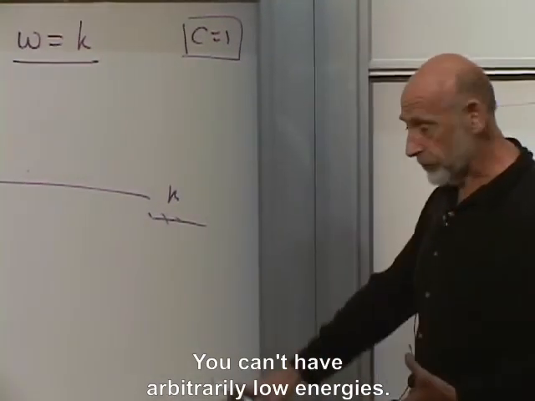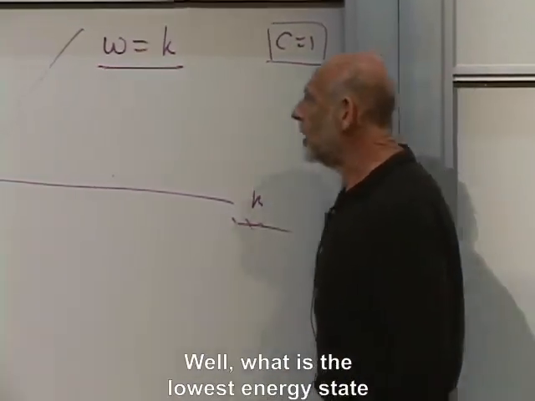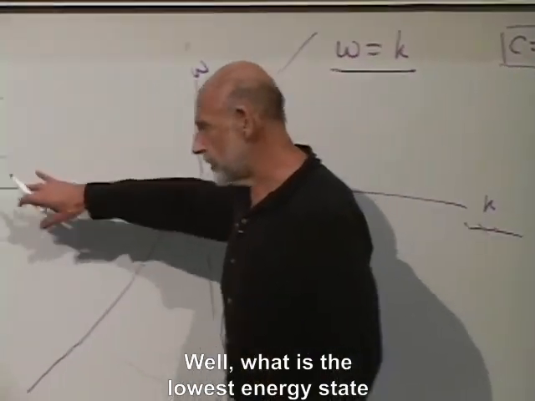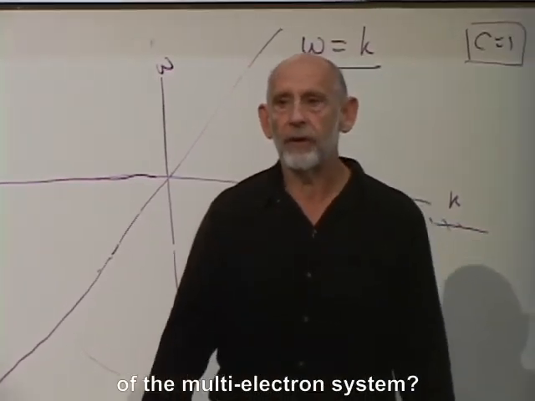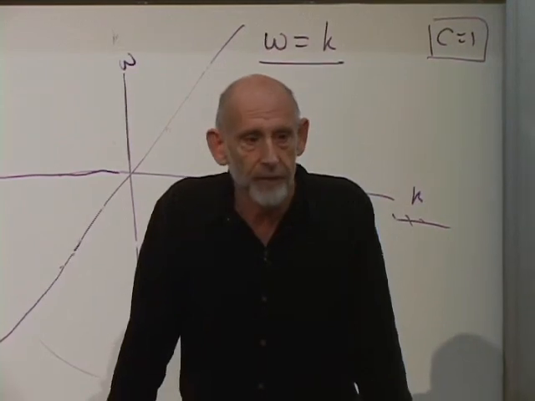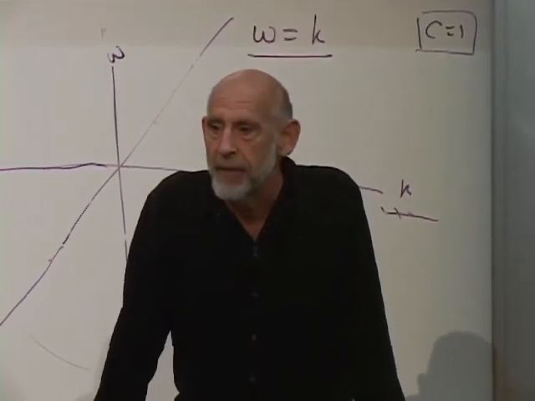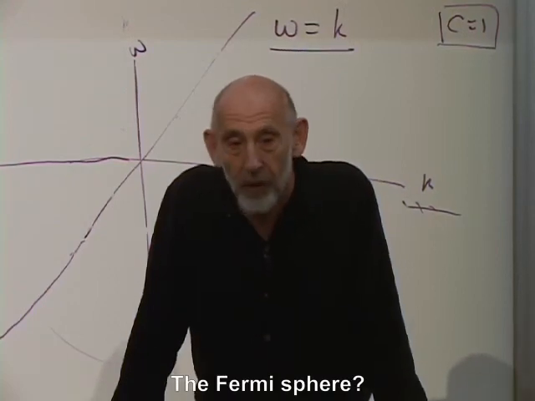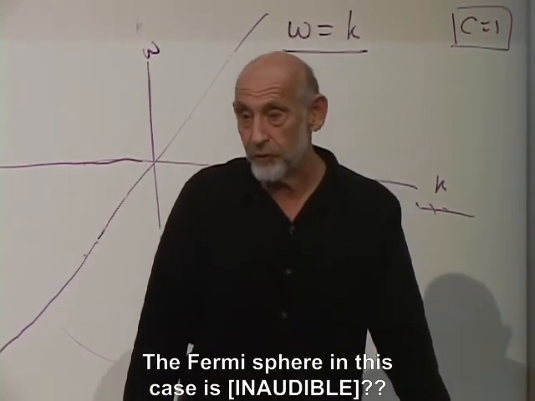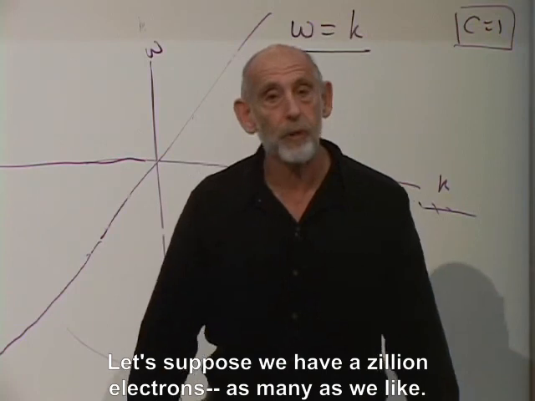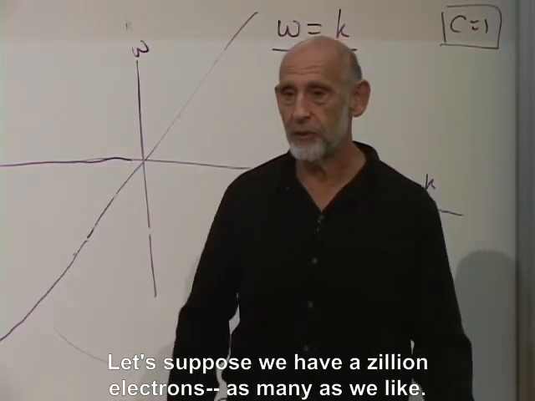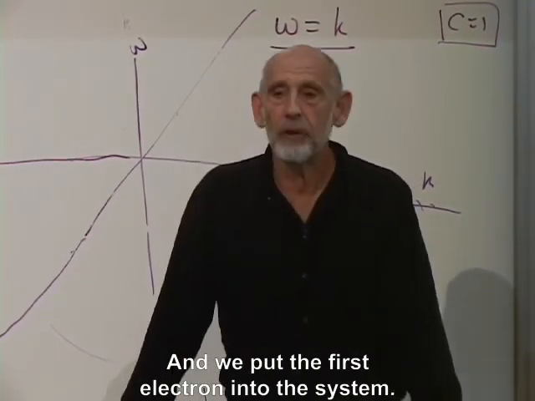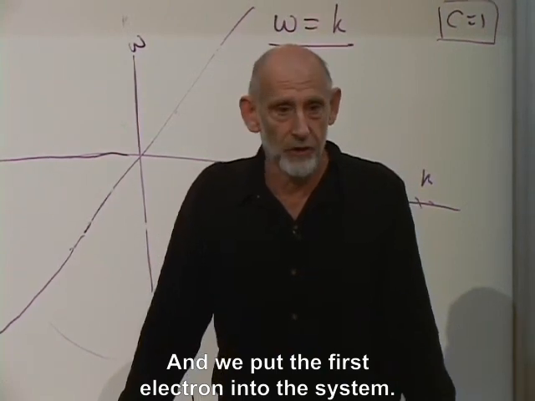Okay? You can't have arbitrarily low energies. Well, what is the lowest energy state of the multi-electron system? What's that? The Fermi sphere? What is a Fermi sphere in this case? The Fermi sphere in this case is, let's suppose we have a zillion electrons, as many as we like, and we put the first electron into the system. Where does it go?